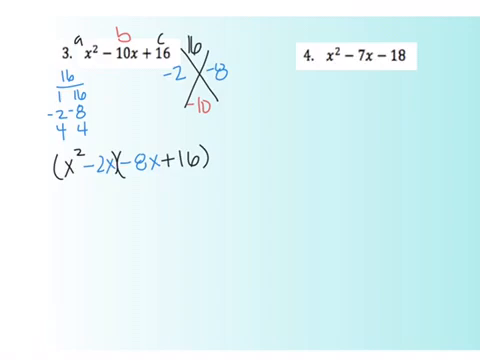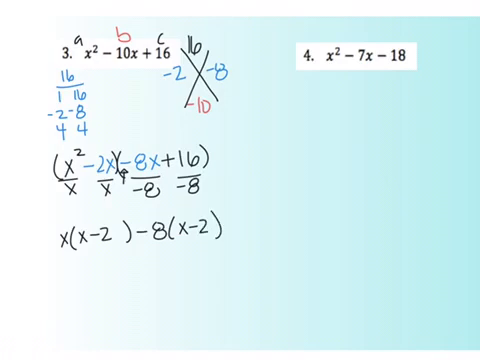So the first set of parentheses, they both only have an x in common, so I'm going to take that out of there. And then my second set of parentheses, they both have a negative 8 in common. Remember, since this is a negative, I need this number to be a negative. So I have x. What would be left would be an x minus 2. And then I'm taking a negative 8 out, so I'd be left with an x minus 2 again. So I'd have x minus 2, x minus 8.